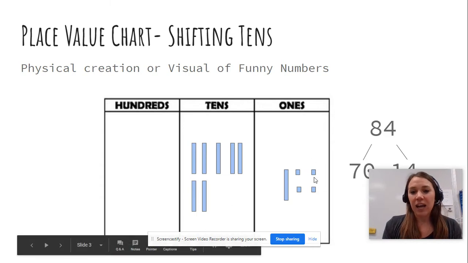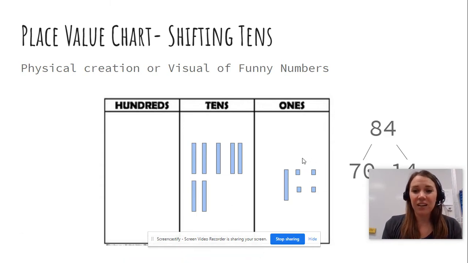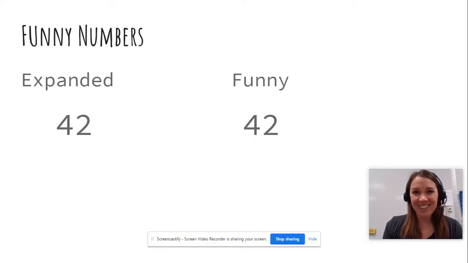So if I had 80 and I gave one of those tens away, then I would have 70 left. And my ones place would become a teen because now it has an extra 10. So now it's 14 ones in my ones place. So its funny number is 7014. If I have 84 playing cards, it would be funny to say, I have 7014 playing cards.